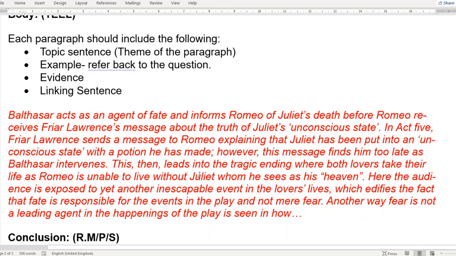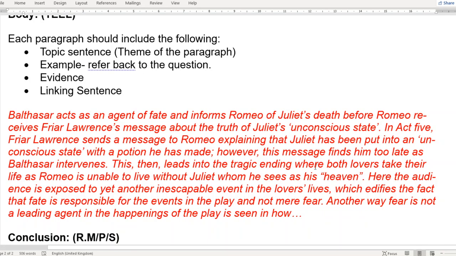So, in Act 5, Friar Lawrence sends a message to Romeo explaining that Juliet has been put into an unconscious state with a potion he has made. However, this message finds him too late, as Balthazar intervenes. This then leads into the tragic ending where both lovers take their life, as Romeo is unable to live without Juliet, whom he sees as "his heaven." Again, these quotation marks show that this is indeed a quotation from the play.